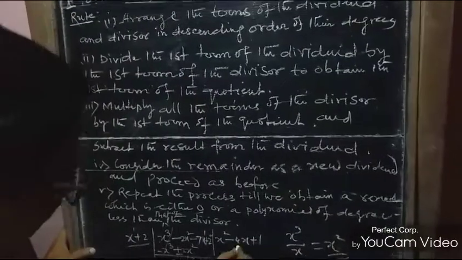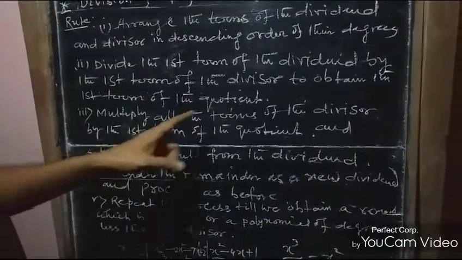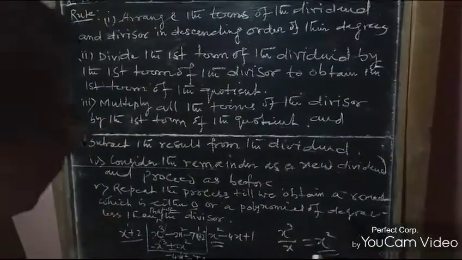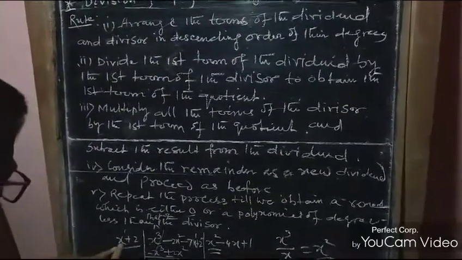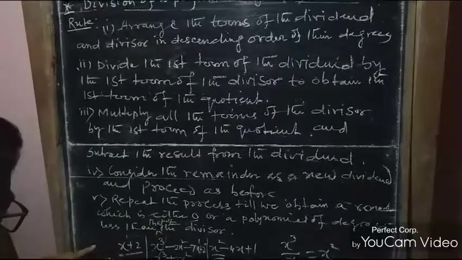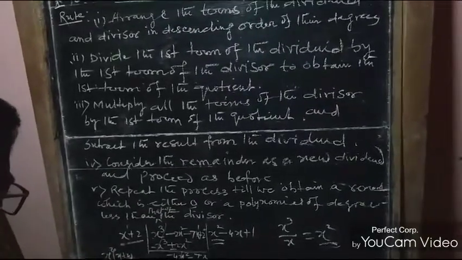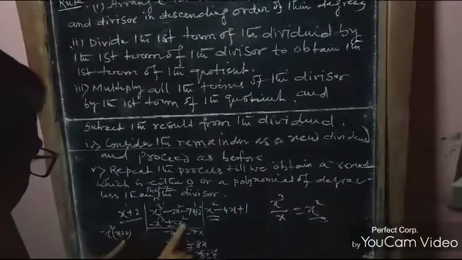And this is the first term of the quotient. Now multiply this x square by the whole divisor. That is x square into x plus 2. Then it is coming x cube plus 2x square.